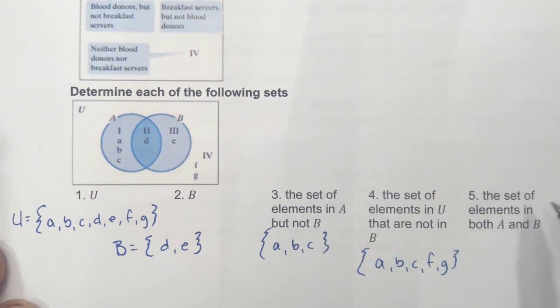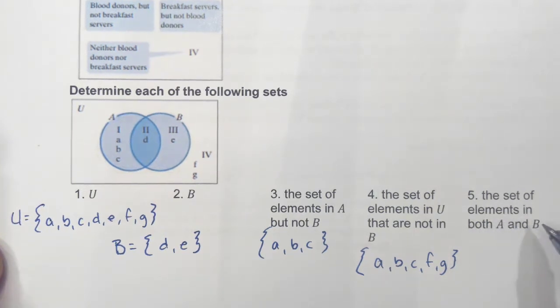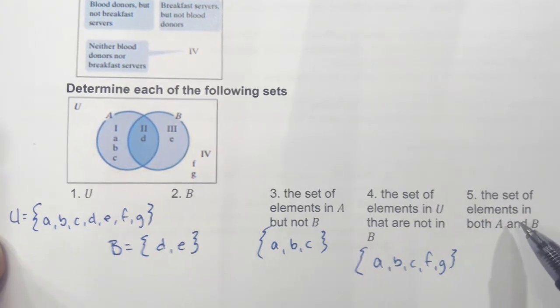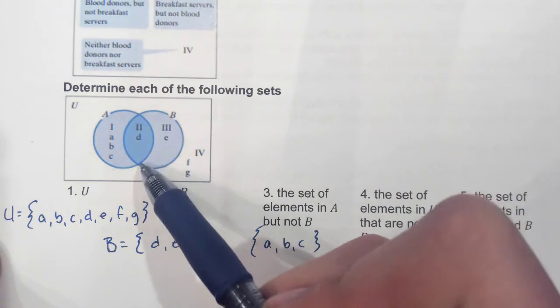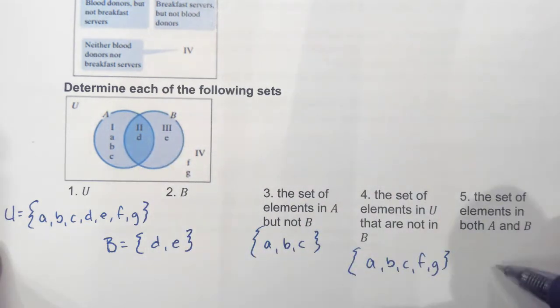Okay. The set of elements in both A and B. So it's not what's in A and B, it's what's in both A and also in B. There's only one. That's this region right here. Both A and B is D.